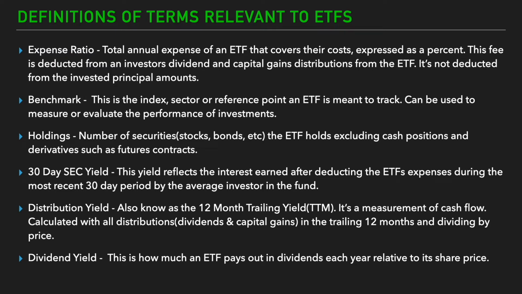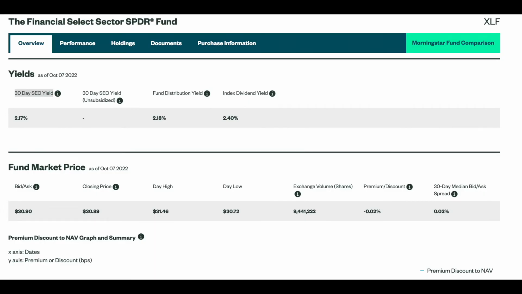Now, next we have 30-day SEC yield. So yeah, that's SEC, Securities and Exchange Commission. This yield reflects the interest earned after deducting the ETF's expenses during the most recent 30-day period by the average investor in the fund right there. So this yield is definitely important. You want to look at these yields and compare and contrast when you're comparing ETFs to see what has the better yield, because this is the interest that's earned after you deduct those expenses, like that expense ratio and everything, for the most recent 30-day period. So you'll see the SEC yield usually in the information when you're researching ETFs and everything.